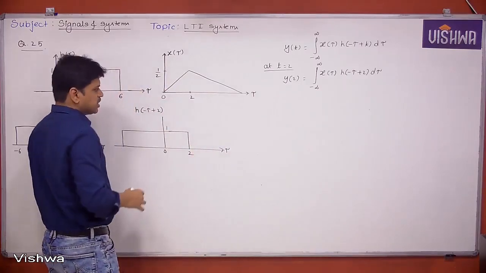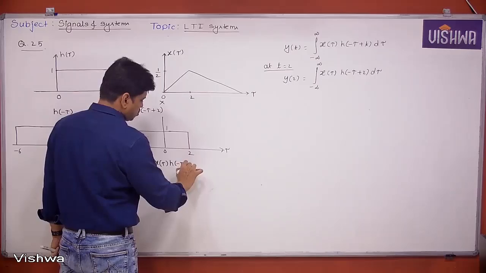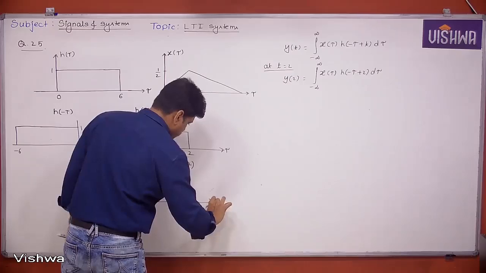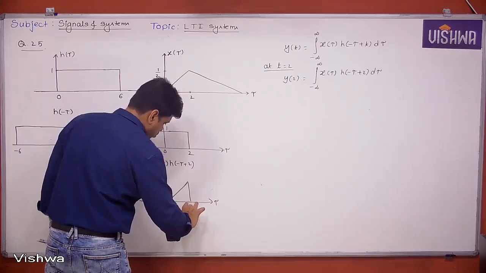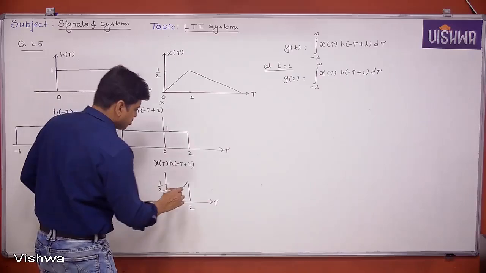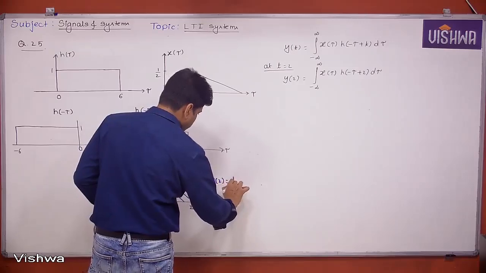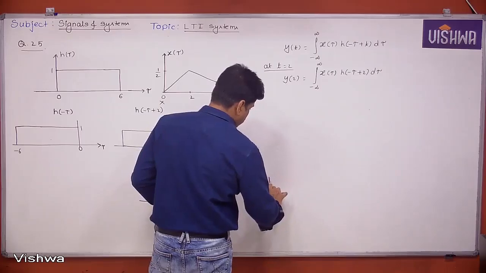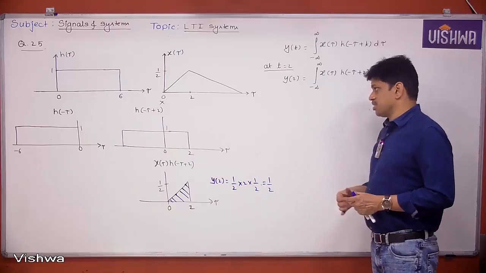Now if I multiply these two signals, x of tau and h of minus tau plus 2, we only have to consider this part. How does it look? 0, 2, 1 by 2. This is the only portion we got. The area under this curve is nothing but y of 2. So what is the area? y of 2 is equal to half times base times height. The 2 gets cancelled, finally 1 by 2. So this is where we can apply convolution by the graphical procedure in a much simpler way. Okay, take it.